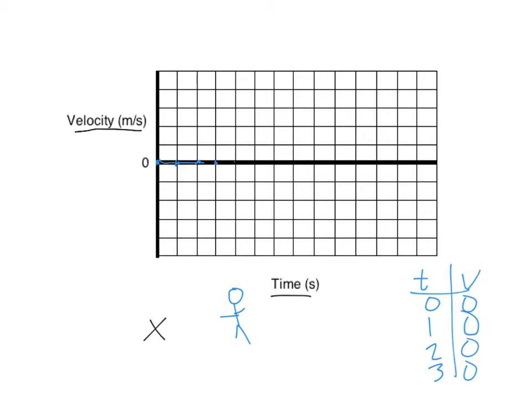So anyone who's standing perfectly still, their velocity graph is going to look something like this, which may make you think it's just like a position graph, because notice this is a flat line and they're not moving, but it's not quite the same, and let's see why in a second.